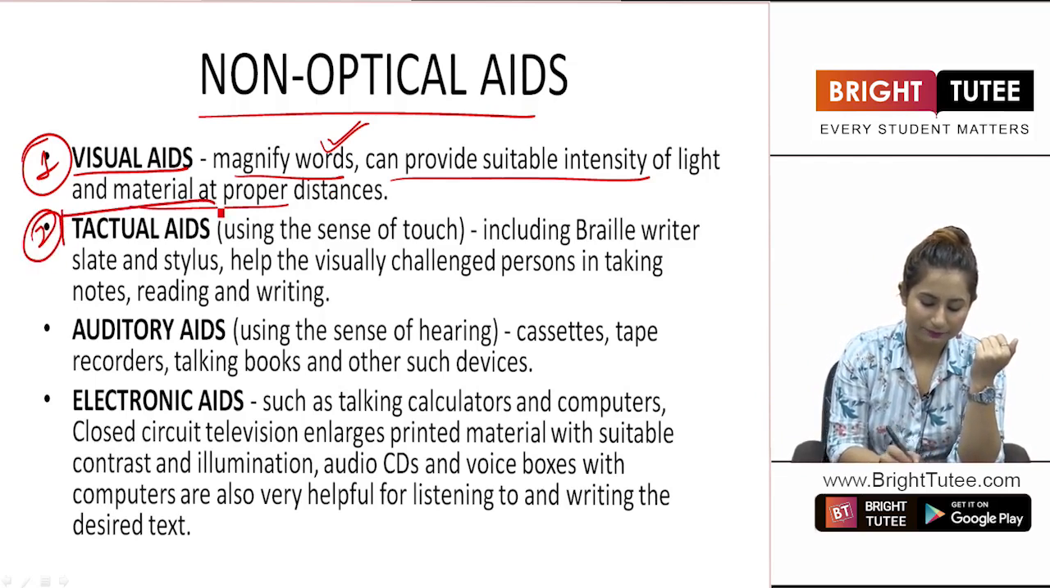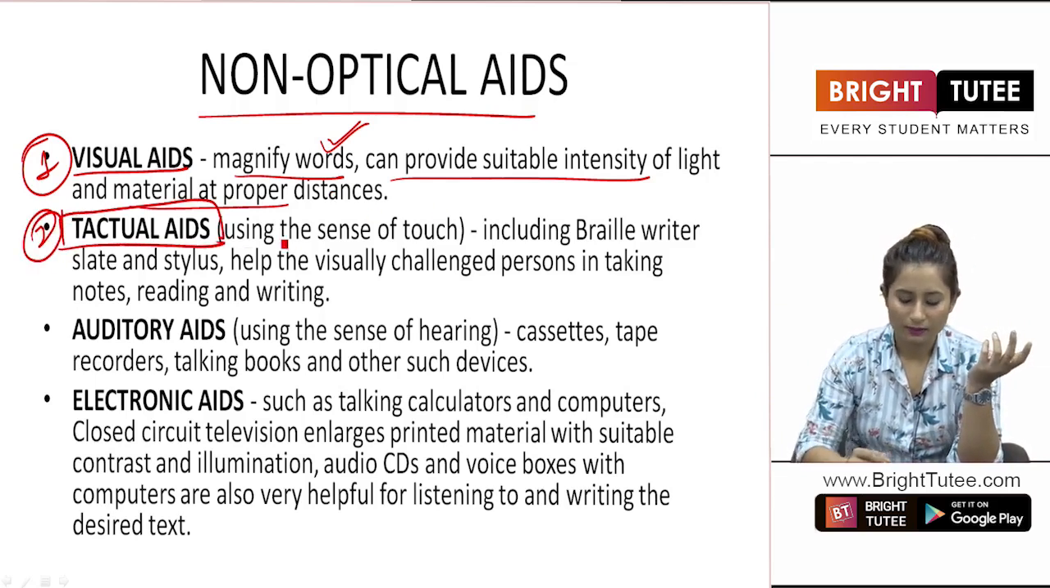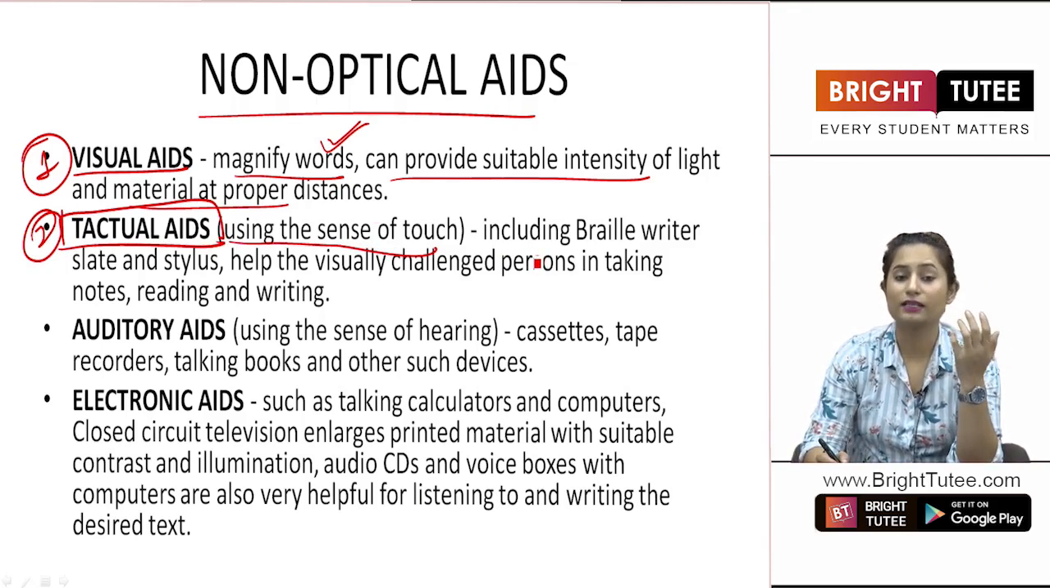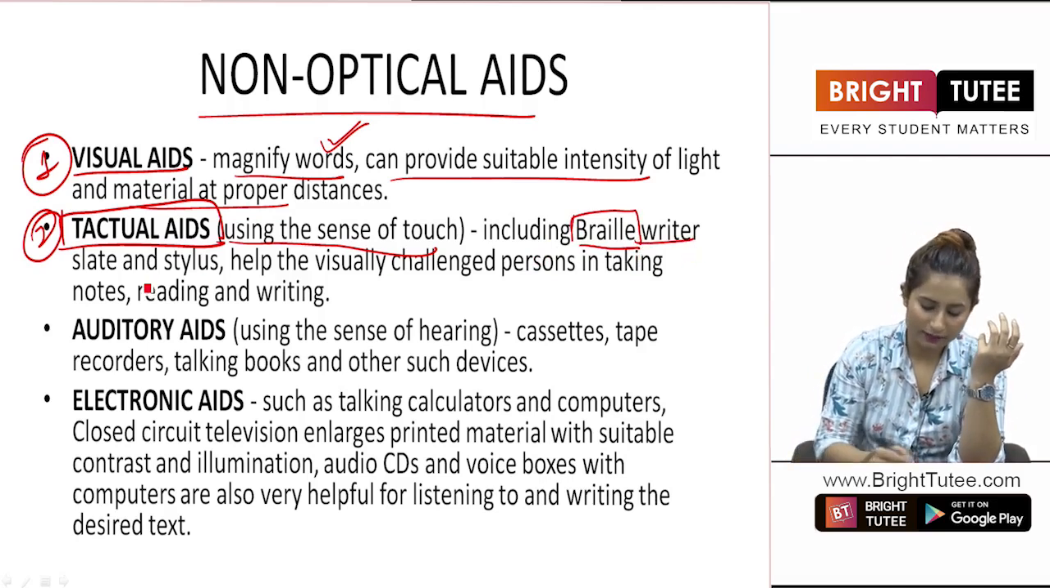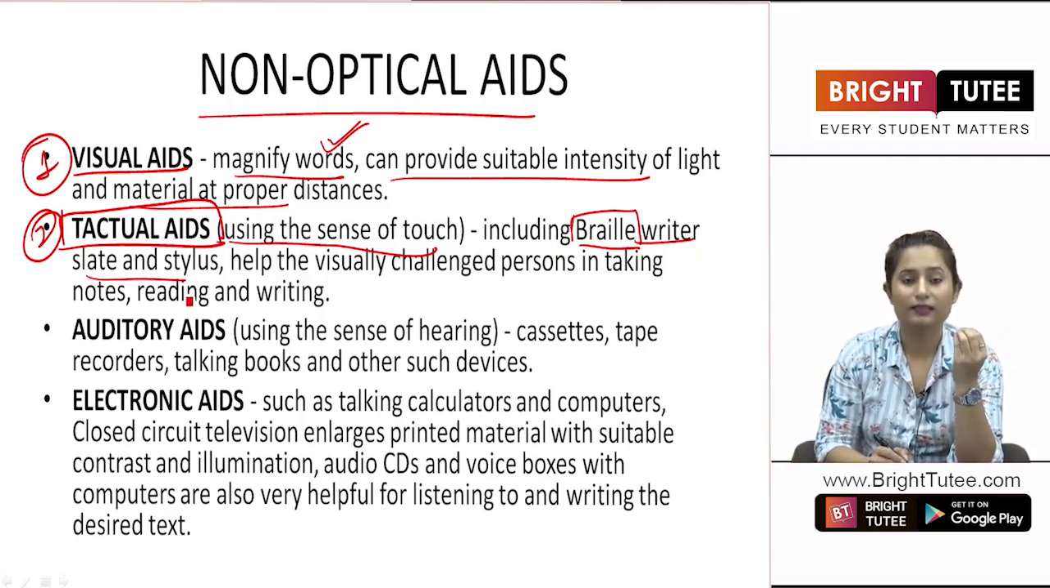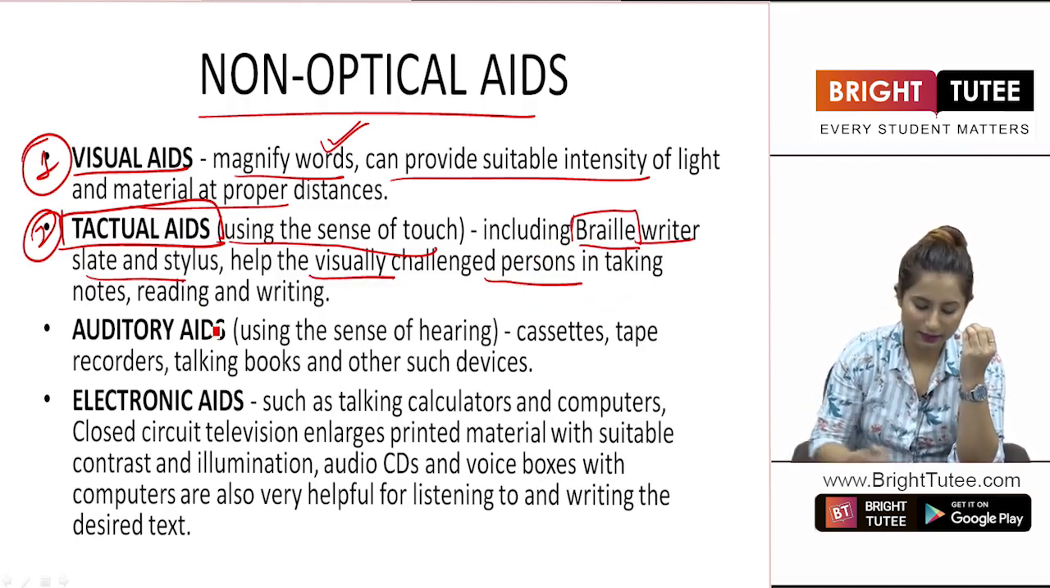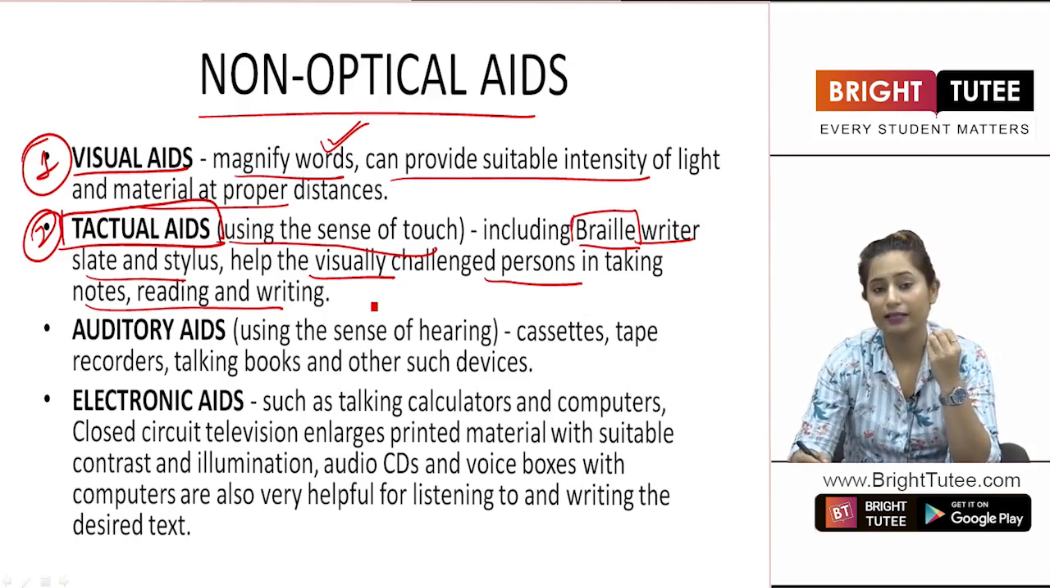Then tactual aids. What is this? Basically here we are using the sense of touch, including braille writer. We will be studying what braille is. Braille writer, slate and stylus. These help the visually challenged persons in taking notes, reading and writing.